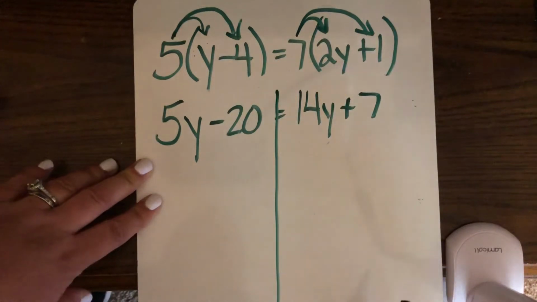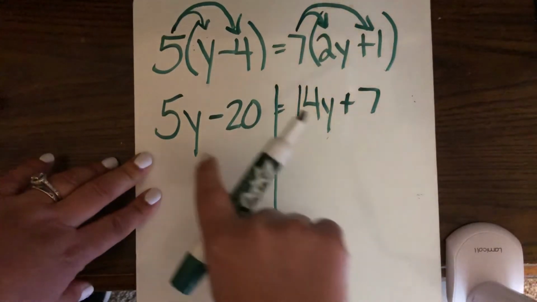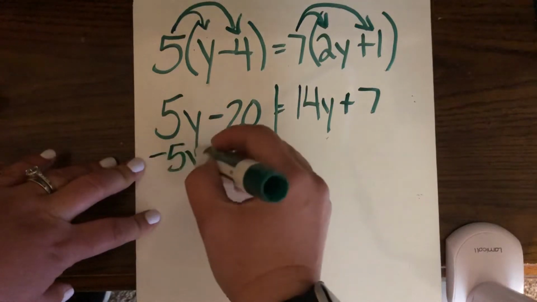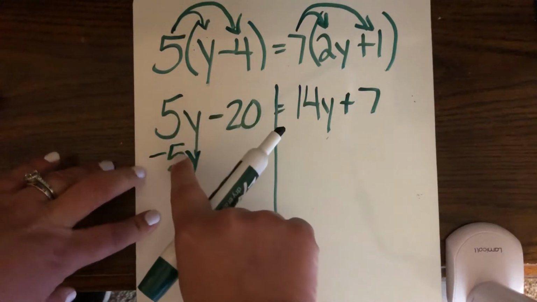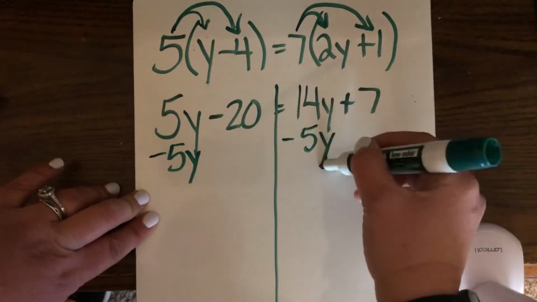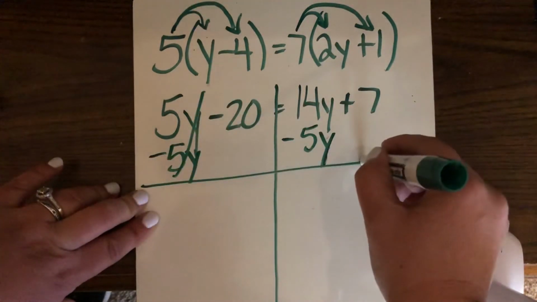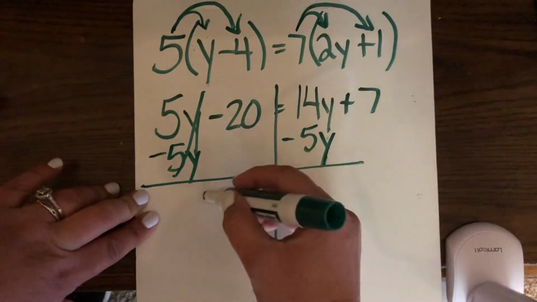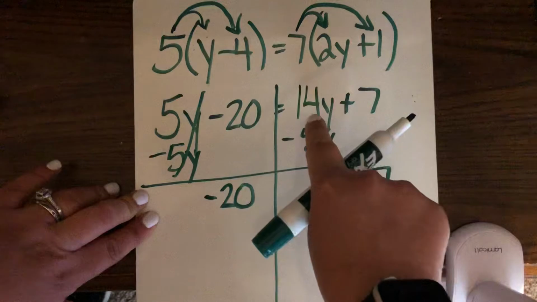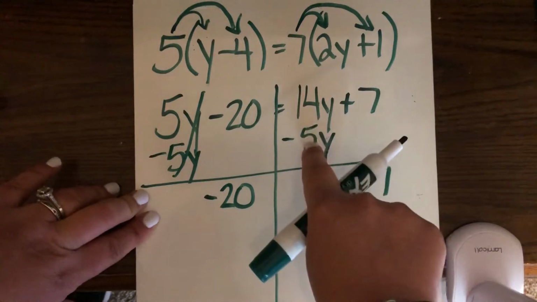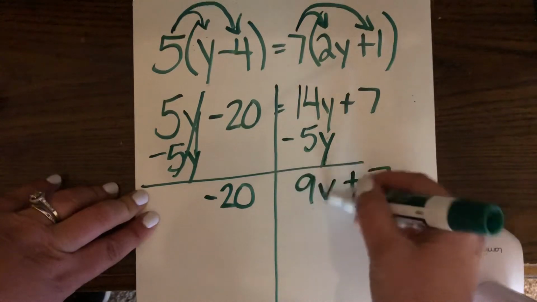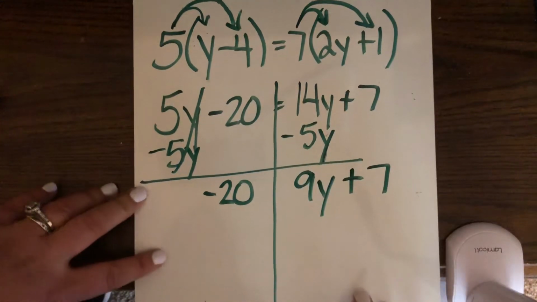Now you're looking at an equation like you've been solving. I choose my smallest variable. That would be 5y. So minus 5y, because this is positive, I need to subtract. Whatever you do to one side, you must do to the other. That cancels, right? Bring down, and then you have to do 14 minus 5. Okay, and that's my new problem.